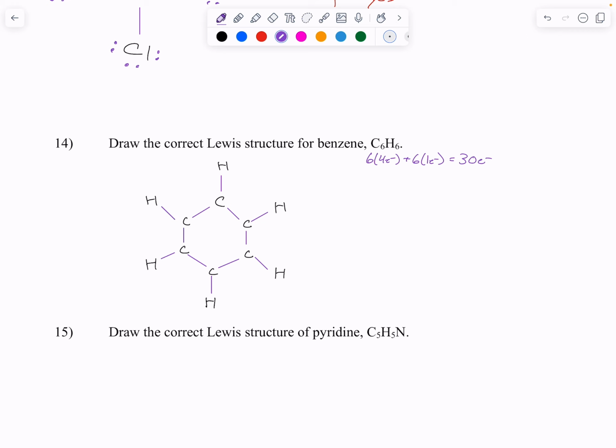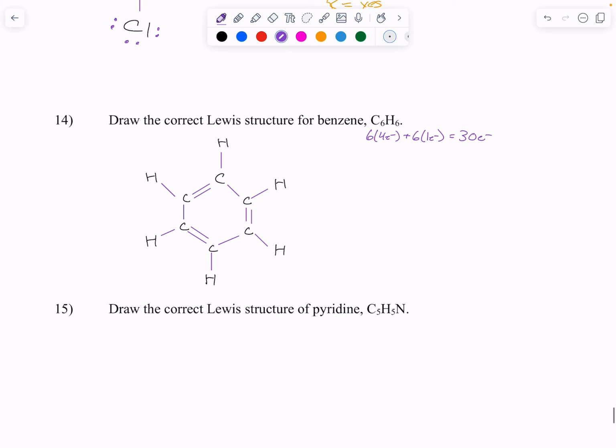I'm some electrons short. I'm 6 electrons short right now. So what happens is there's double bonds that come in here. Every other carbon is double bonded. And so that has resonance. They're all sp2 hybridized, they're trigonal planar, and there's resonance.